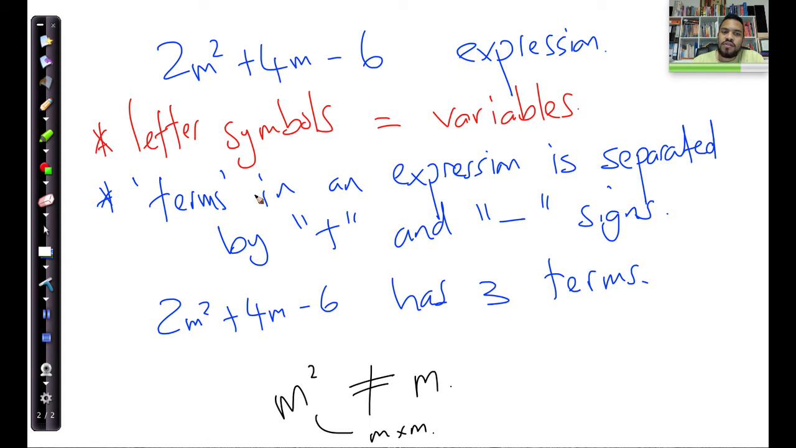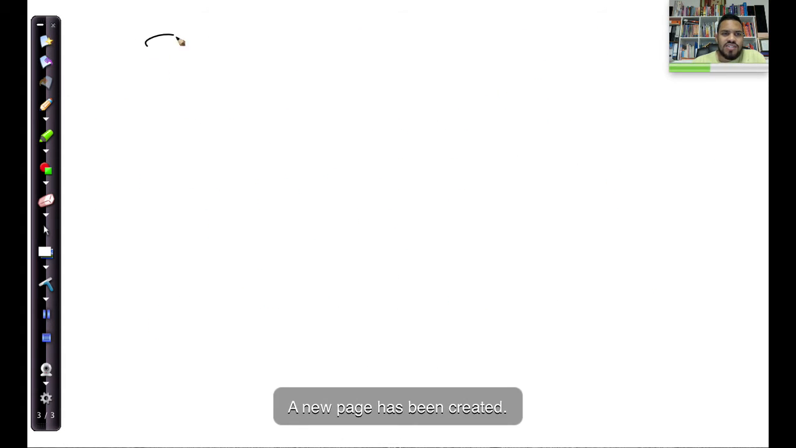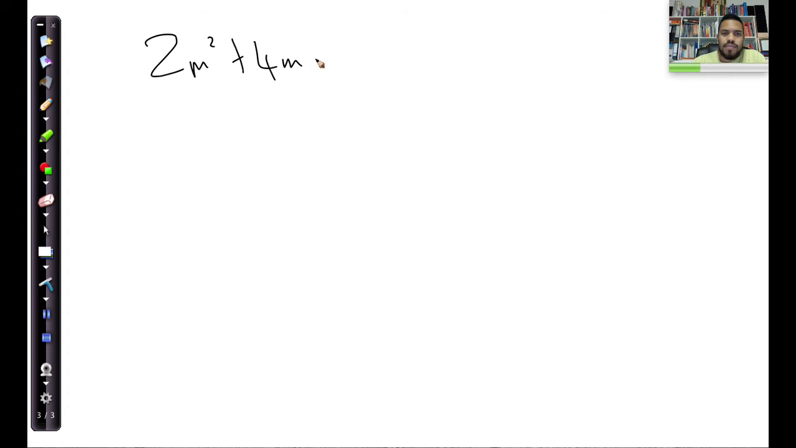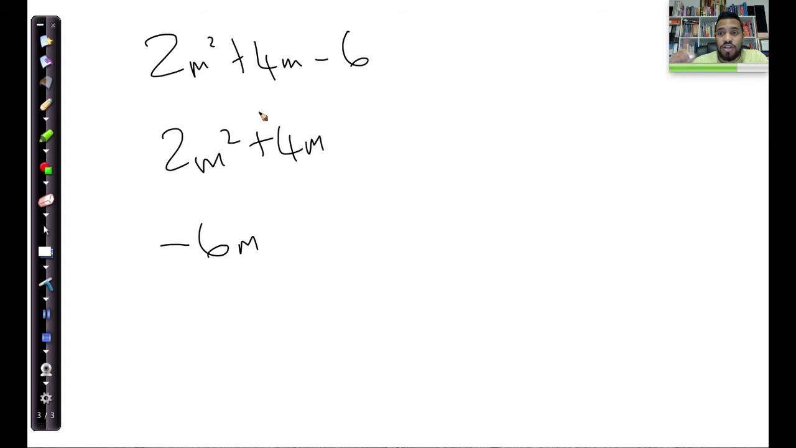So we've got the letter symbols as variables, and the terms are separated by a plus and a minus sign. Now that we know what separates terms, let's use 2m squared plus 4m minus 6 as an example again. Based on the number of their terms, we can categorize these algebraic expressions. So I'm going to put another one over here, 2m squared plus 4m, and then minus 6m. I'm going to use those as three different algebraic expressions. Sorry, not equations, expressions. It is only an equation if you see an equals sign.